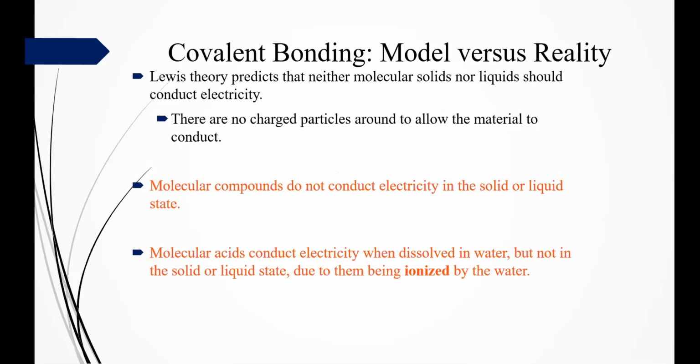Because there are no ions present, no charged particles, our covalent compounds shouldn't conduct electricity in the solid or liquid state. The only ones that do are molecular acids when they are dissolved in water, because they begin to ionize within the water and form those ions. But if we have a pure acid, like that glacial acetic acid, it doesn't form any ions, and so it doesn't conduct electricity, which is why its conductivity was so low.